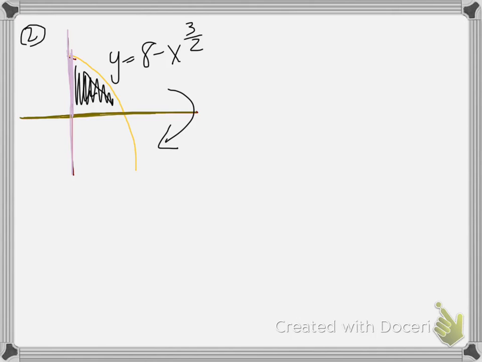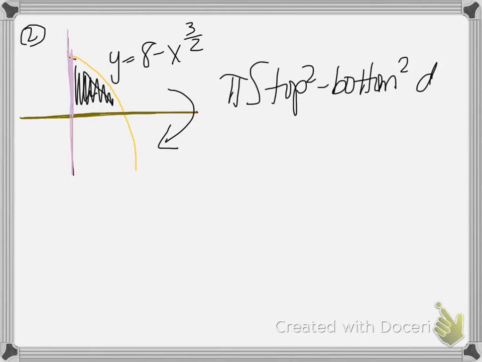Okay, this is question number 2. And this is what the picture looks like. So we're only talking about the first quadrant. The yellow picture is y equals 8 minus x to the 3 halves. And then you have the x-axis and the y-axis, so you're talking about this piece right in here. So we're looking for volume going around the x-axis. So this is going to be pi, the integral of the top squared minus the bottom squared dx. And now we just have to fill stuff in for that.